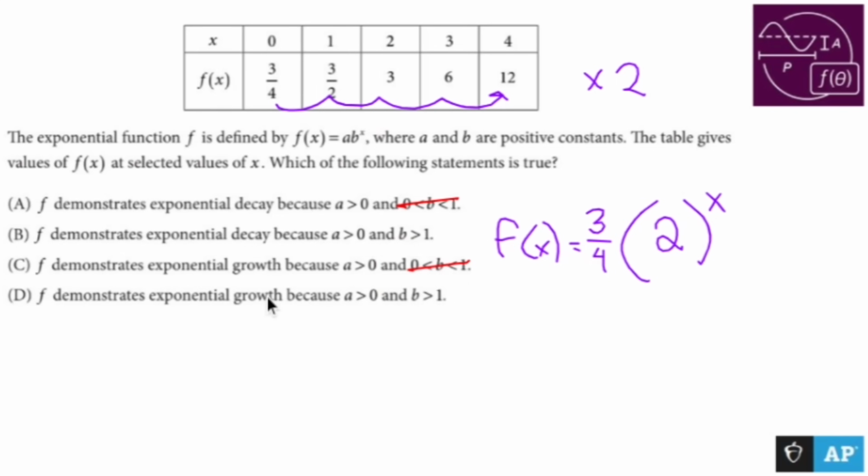Now, is this growth or decay? Well, if this is increasing, I think it's going to be growth. It would be decay if this number were in between 0 and 1. That's not what I have. It's bigger than 1, which means every single time I multiply by 2, I multiply by 2, I multiply by 2. That is exponential growth, and D is my answer.